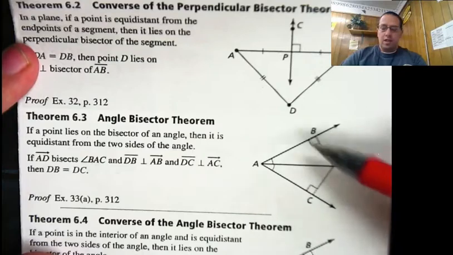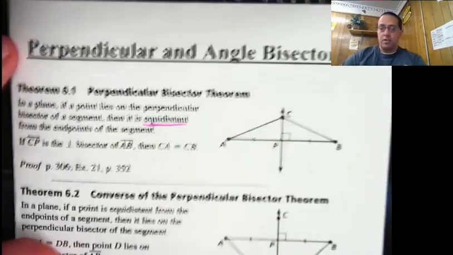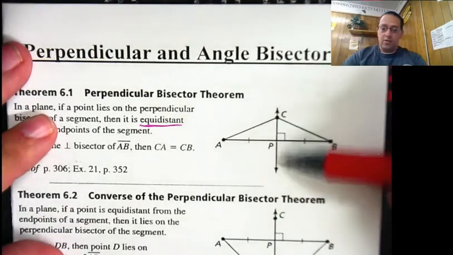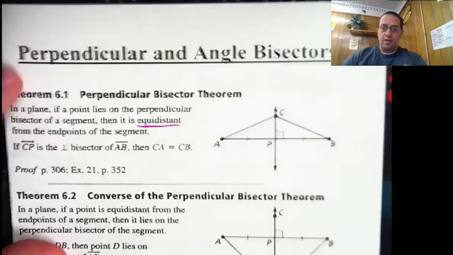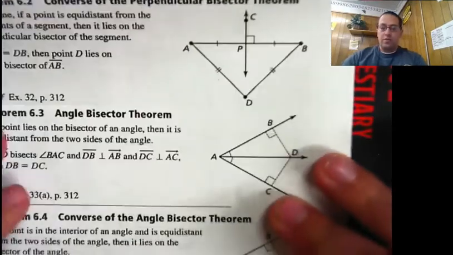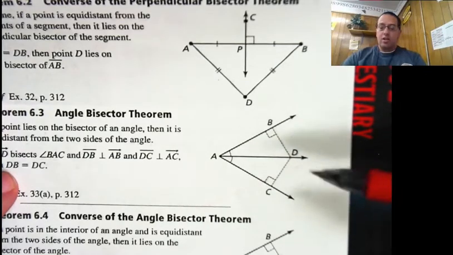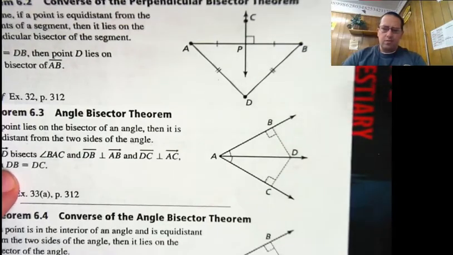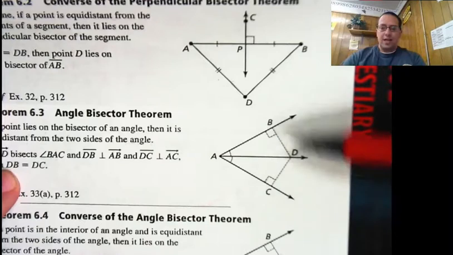This is the angle bisector theorem. In the previous one we saw the perpendicular bisector theorem. This says, if it's on the perpendicular bisector, then it's equidistant from the endpoints of the segment. This, you'll notice, is very, very similar to that. It says if it's on the angle bisector, it's equidistant from the sides of the angle. Not the endpoints of an angle, because angles don't have endpoints. That wouldn't make sense. But it is equidistant from the sides of the angle.